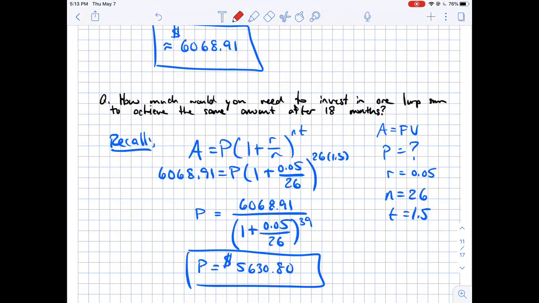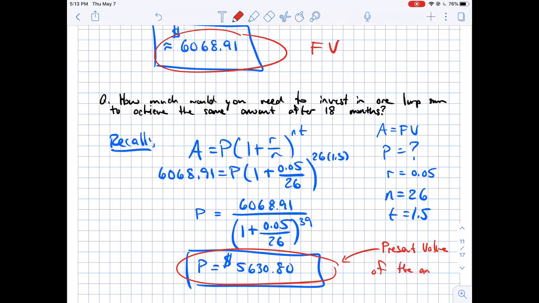Now we're going to look at this, and we know that here we have $6,068. That is the future value of this annuity. This lump sum amount that we have just found, this is what we are going to call the present value. Okay, this is going to be the present value of the annuity. That's the amount that that future value would be equal to in today's dollars.